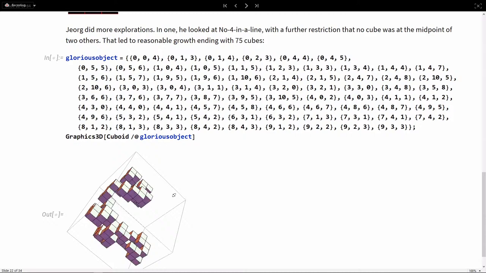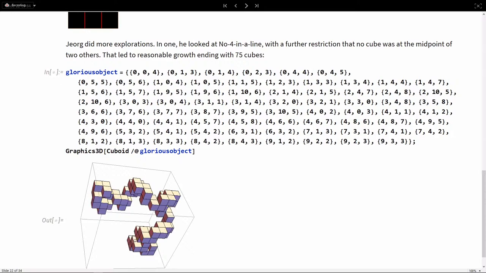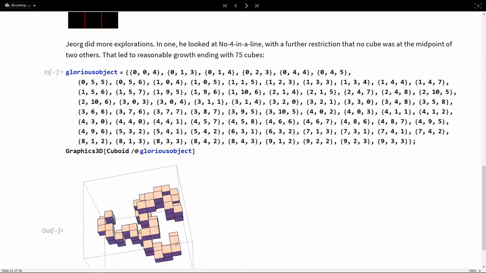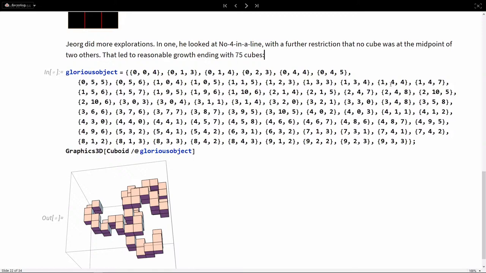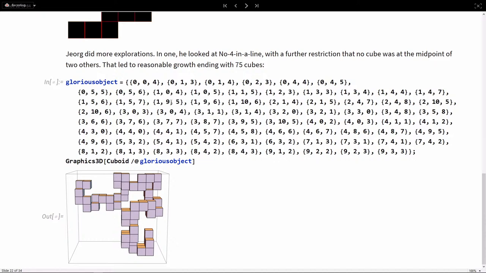No four cubes are in a straight line in any direction. And also there's no three cubes so that one of the cubes is at the midpoint of the other two. The solution for if you can have a midpoint cube is unsolved, because it has sort of explosive growth at the start, and it's unclear how to resolve that before it starts decreasing in size.